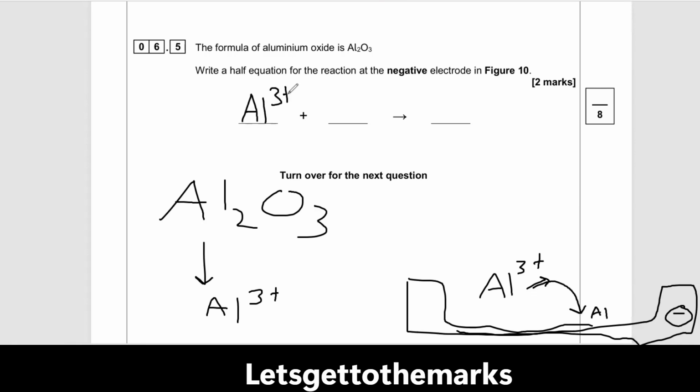The negative electrode's always easy because you've got your metal ion. You just add the same amount of electrons to cancel out that plus. So 3e- plus the 3+ just leaves us with the Al, because the e- take away the pluses. There's nothing left after that but the aluminium. And here we go. Okay.